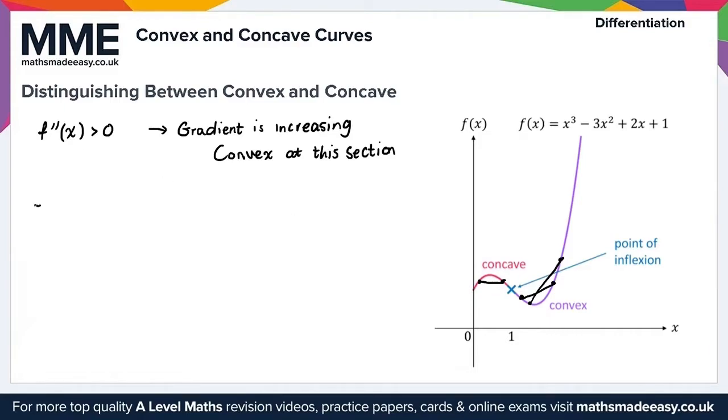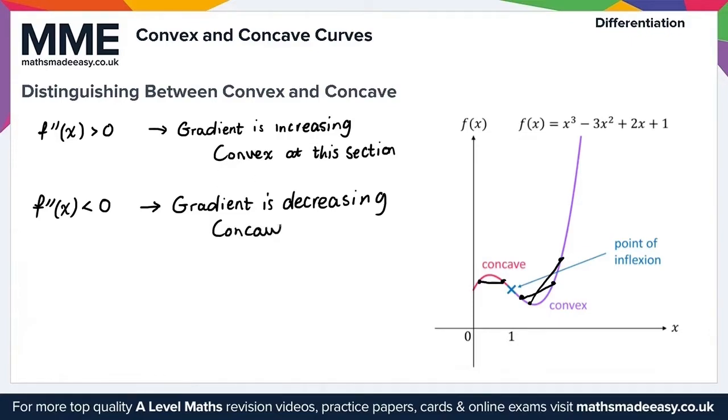And for f double prime of x, the second derivative here, being less than 0, that tells us the gradient is decreasing. What we say then is this is concave at this section. Okay, so that gives us everything we need there for distinguishing between convex and concave.